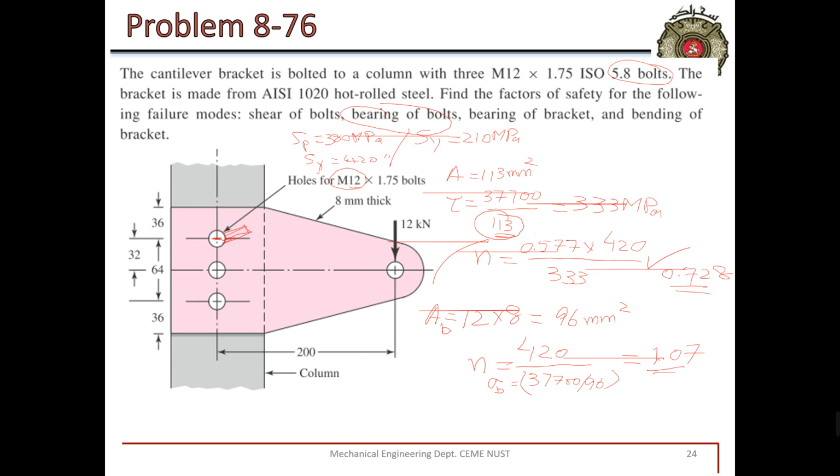Bearing in member, as well as in bracket, sigma b will be the same. Sigma b will be the same for both, but only the strength will be different. So the only thing different for the bracket is the material. So n_b for the bracket will be equal to 210 divided by this sigma b, and this value is exactly half of 1.0534.